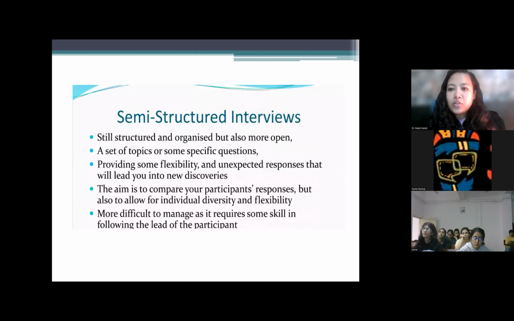Now, then you have semi-structured interviews. And for us linguists, the most important and most beneficial is the semi-structured interview. The key point about a semi-structured interview is that the interviewee, not the interviewer, decides where the interview goes. Sometimes you have a question and the person will give an answer, and the answer will make you ask a follow-up question.